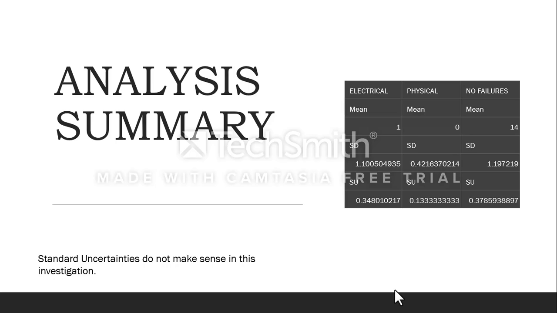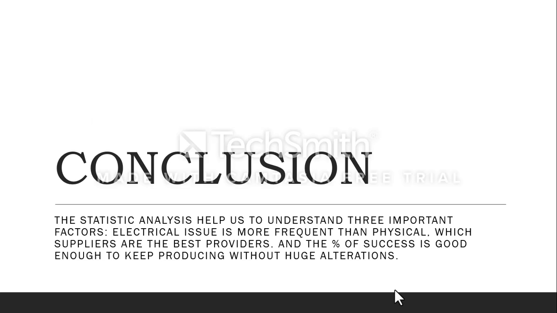Also, we got the standard deviations, so we want to have one or two errors or zero errors, no issue about electrical. As we can see, we arrived at three different conclusions. The first one is that the electrical issue is more frequent than the physical issue. We also could recognize which supplier is better than others.